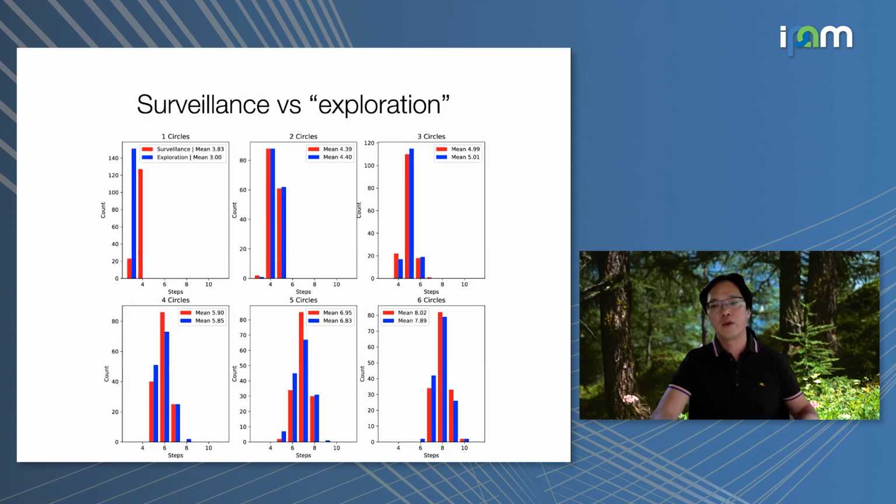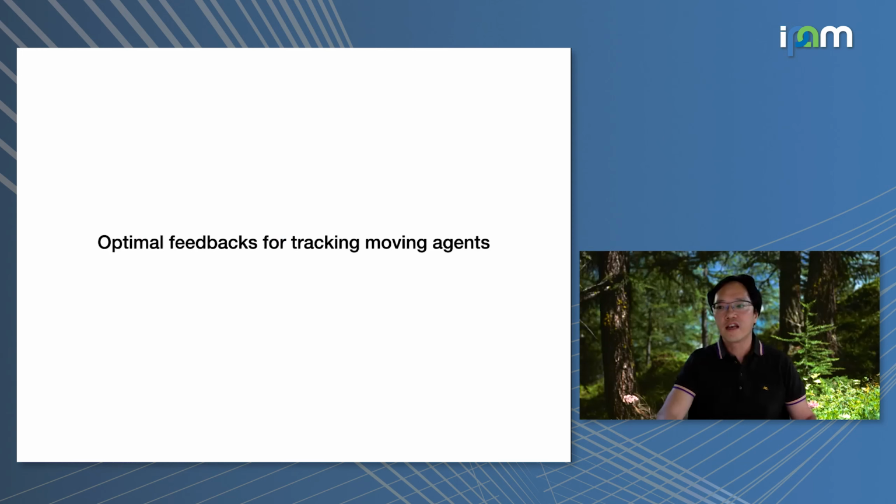We gathered some statistics ranging from environments with 1 circle all the way to 6 circles. It turns out that the performance of the surveillance and exploration versions of the greedy algorithms seems somewhat similar, and sometimes there is even some evidence that the exploration algorithm is slightly superior, at least for this kind of arrangement. Okay, so now the second part of the talk. I have 10 minutes, and I think we'll have time to go through the majority of the points that I would like to make.